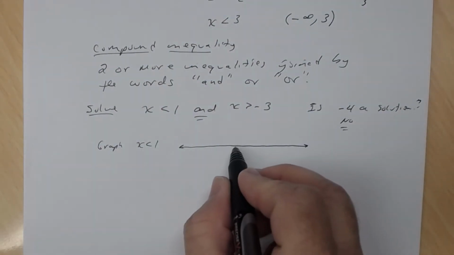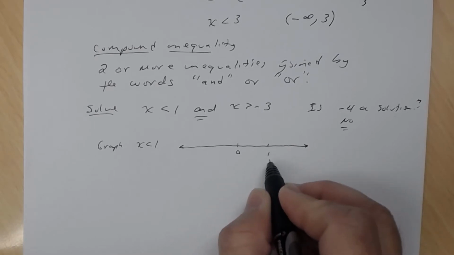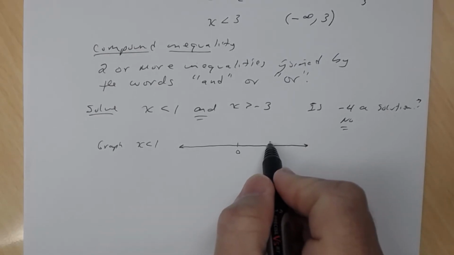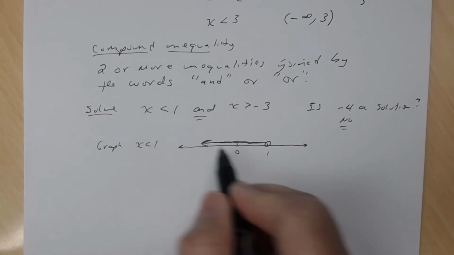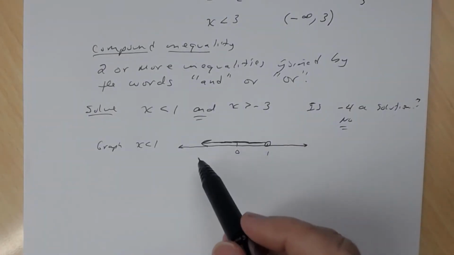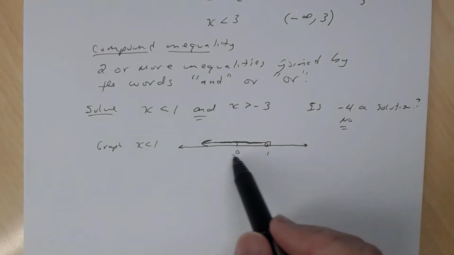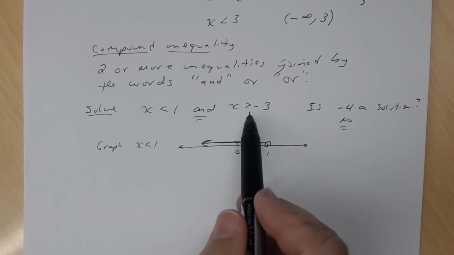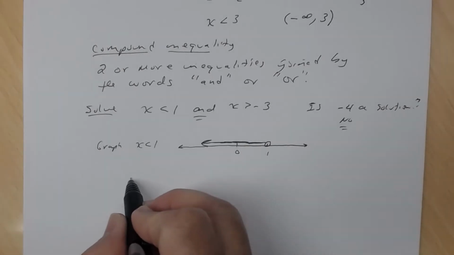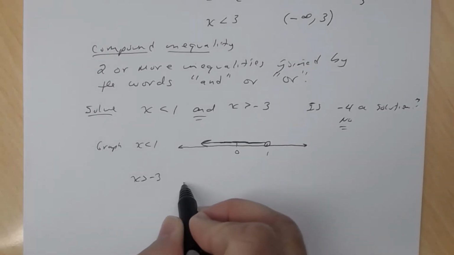Okay, so x is less than 1, so this is 0, and this is 1. I'm going to put an open circle on 1, and I'm going to shade in all the numbers to the left. So that's the graph of the solutions to that first inequality. All right, now you're going to graph the next one. x is greater than negative 3.